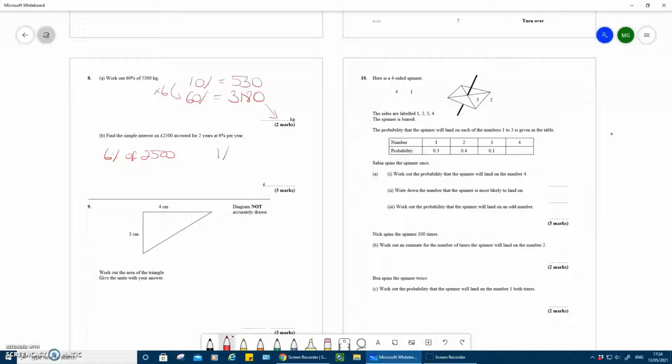1% might be our easiest to get. We divide by 100 to get 1%, so that'd be 25. So 6% would be 6 of those. Again, I'm scaling up. 6 25s is 150. And because we've got it for 2 years, it'll be twice that, so £300.